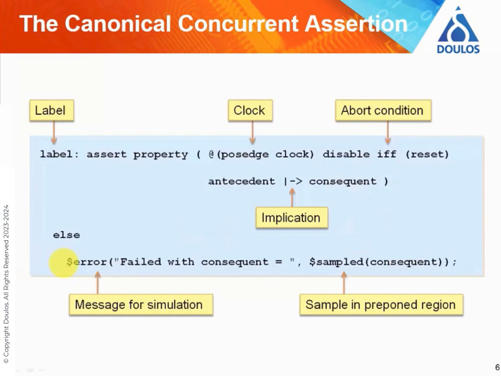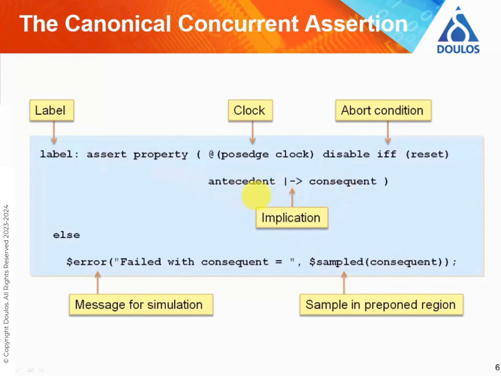Then it's a really good idea to use the else part of an assertion to write out an error message in the case that the assertion fails. And SystemVerilog gives us a special system task called $error specifically for that purpose. So here we can write out a message when the assertion fails and maybe print out the values of the variables that are being used in the assertion, so that it makes it easier to debug the assertion.